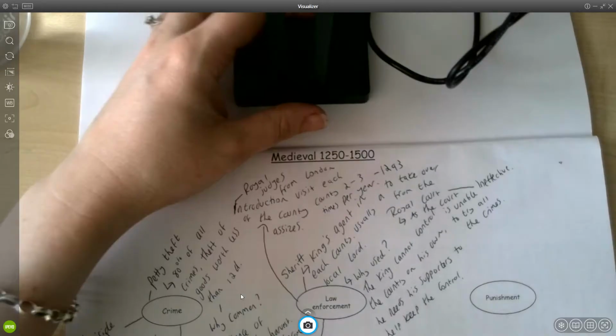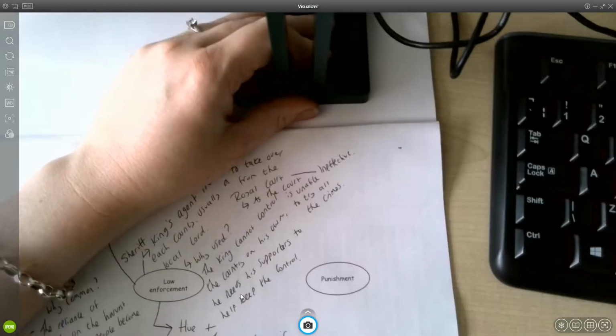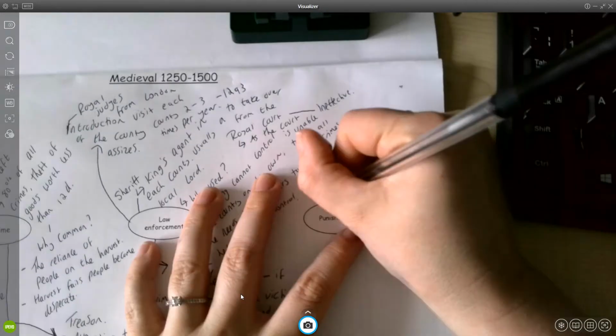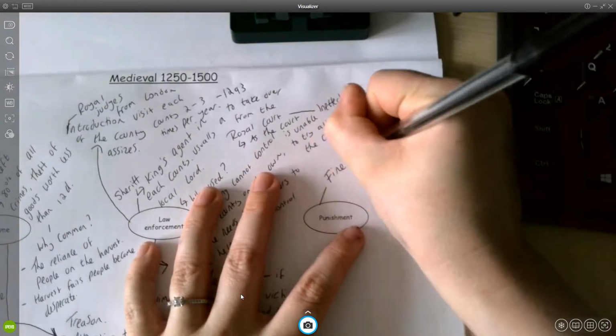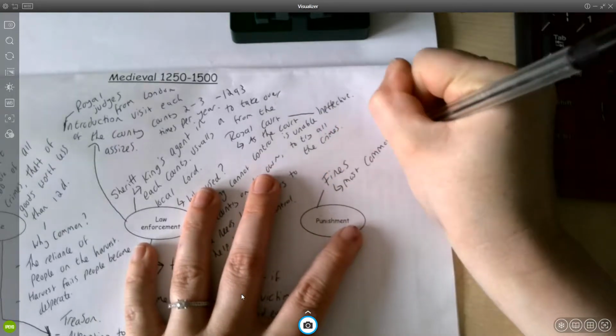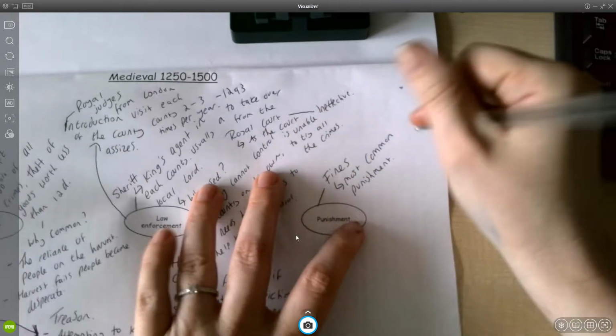So the last thing we're going to look at is punishments. There are a range of punishments used in the medieval period. One that we know is not really used very much is imprisonment. So do not write about prison in the medieval period. It is only used for people waiting for trial, waiting for the punishment, or people who are in debt. The most common punishment is a fine. So fines are the most common punishment. These are usually used for petty crimes.